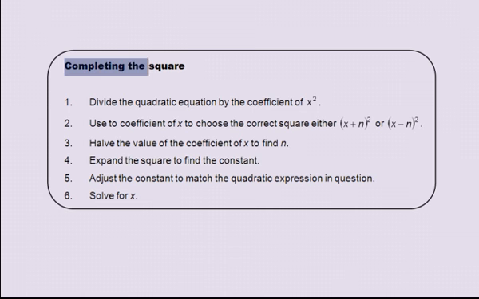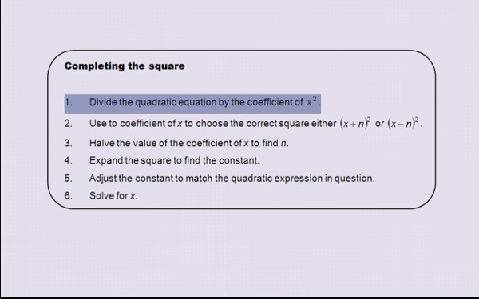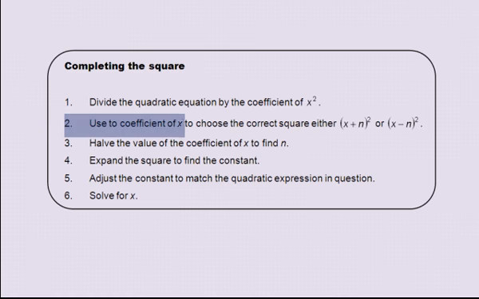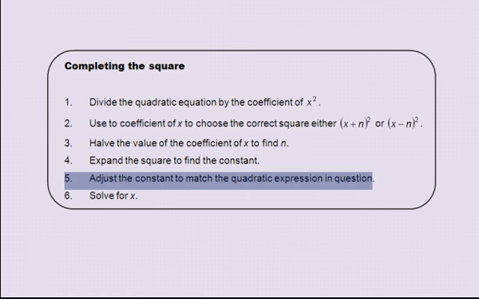Here's an algorithm for completing the square. 1. Divide the quadratic equation by the coefficient of x squared. 2. Use the coefficient of x to choose the correct square, either x plus n squared or x minus n squared. 3. Halve the value of the coefficient of x to find n. 4. Expand the square to find the constant. 5. Adjust the constant to match the quadratic expression in the question. 6. Solve for x.